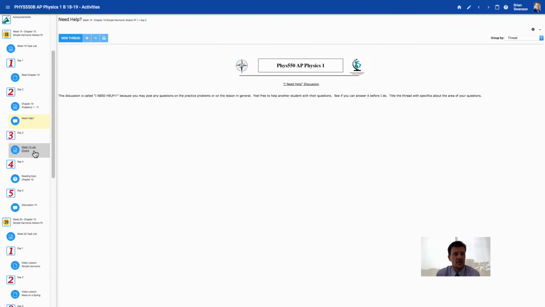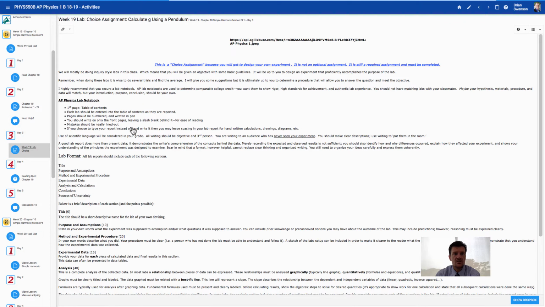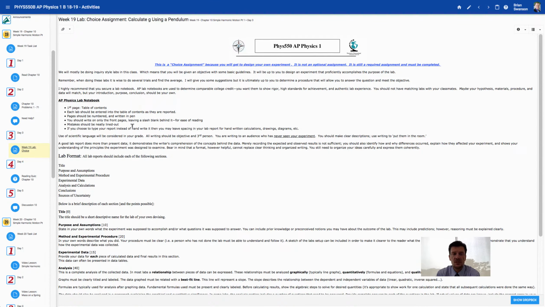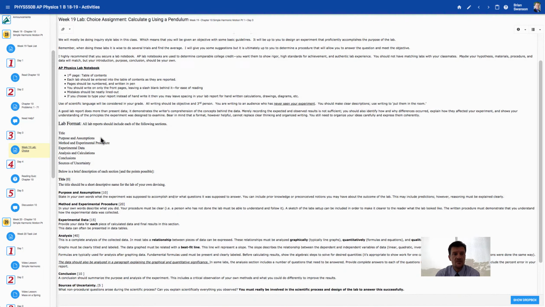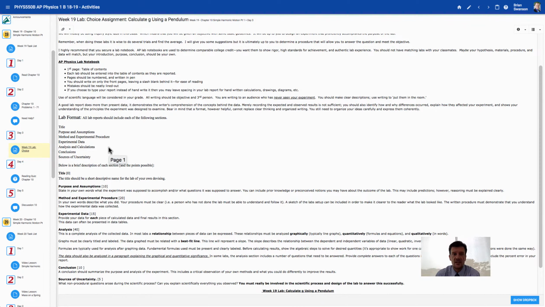We have a lab here in week 19, so this lab is looking at the pendulum and using that to calculate G. So you're going to look at basically a formula that allows you to calculate the value of the gravitational constant G using a pendulum. Make sure you follow all of the instructions there in the lab. Read that carefully. I know that's a lot of information, but the more carefully you read it, the better you'll do.